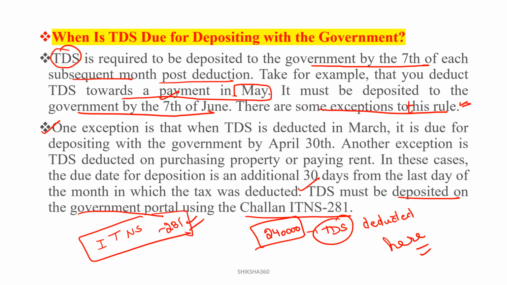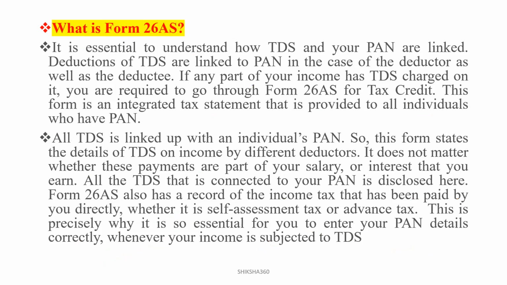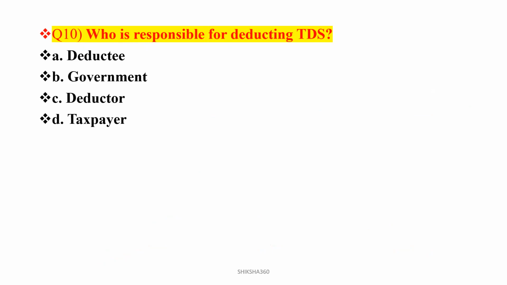Now we have to move to the next point. What is Form 26AS? Before that, we have to discuss some questions regarding the deductor and deducting. So the first question: who is responsible for deducting TDS? That is your employer, your organization. That is known as the deductor.